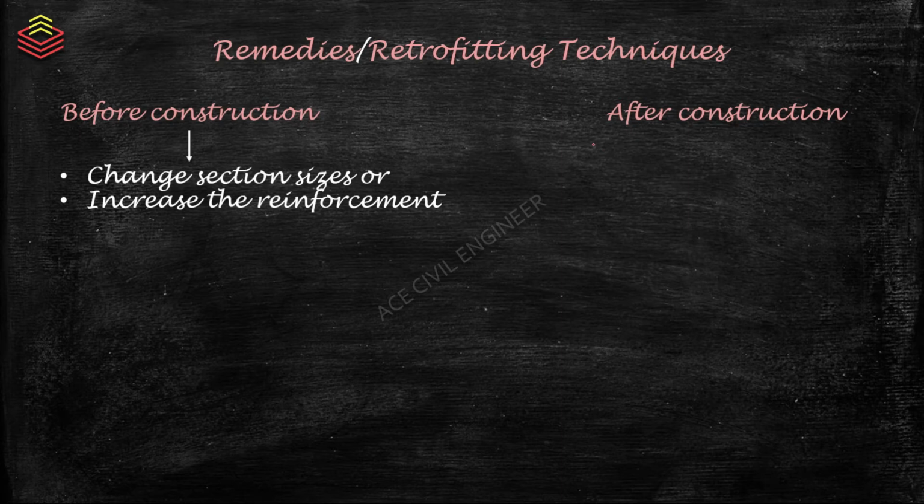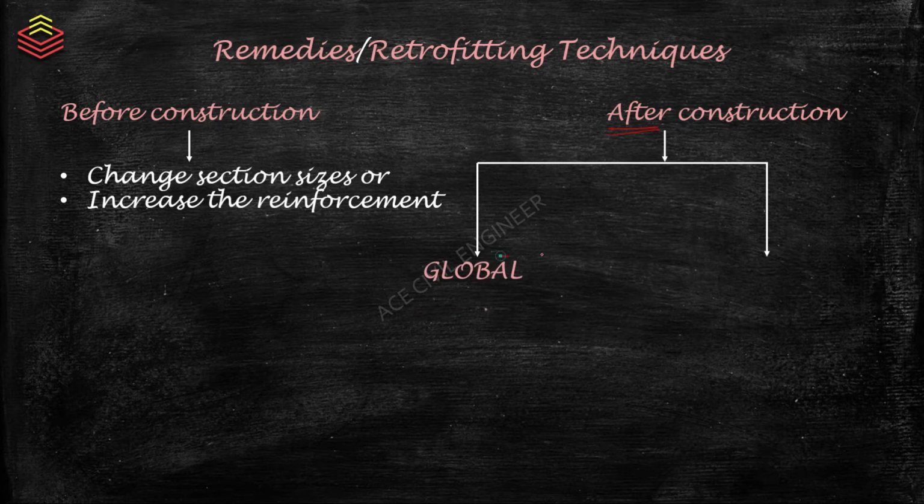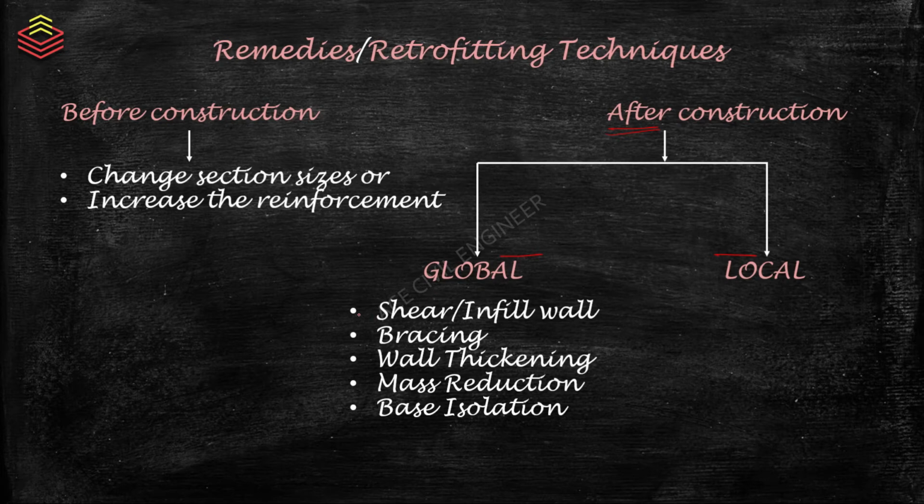Now let us see what you have to do after construction. If your design is performed and the construction has also been completed, in such case what can be done? Then I would say it depends on two things. First, either you can increase the global strength of the structure, or else you can increase the local strength of the structure. So here comes, one is global, the other one is local. In the case of global, what can be done to increase the strength of the column? You can either provide shear walls or infill walls.